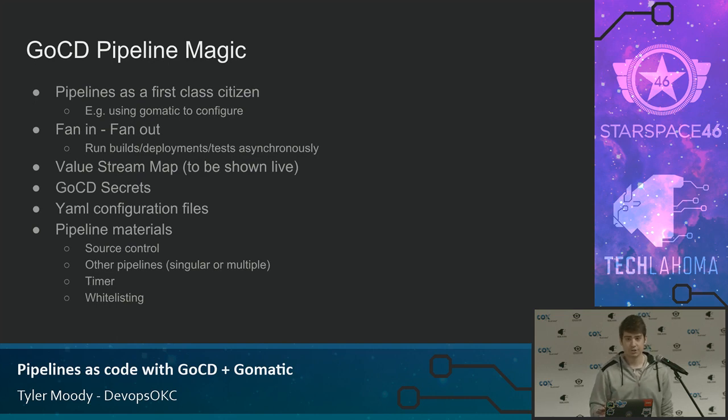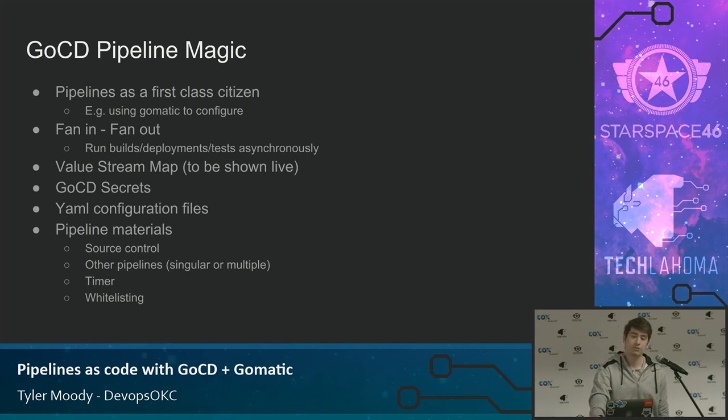So the pipeline magic, how this is really supposed to work. GoCD's end goal is to treat pipelines as a first-class citizen. It's all centered on the pipeline, the manipulation of the pipeline, and leveraging it. So one of the things that is really important with that is using Gomatic to configure, and you can do all of the same configurations on the GoCD UI through Gomatic.